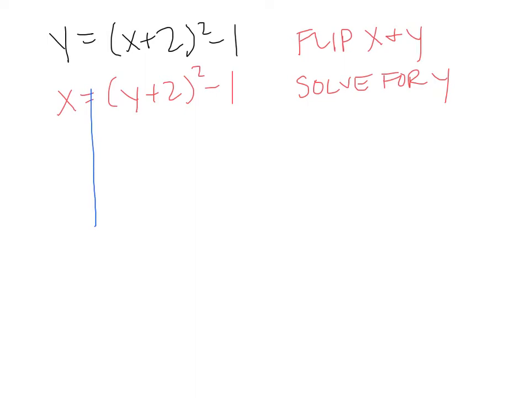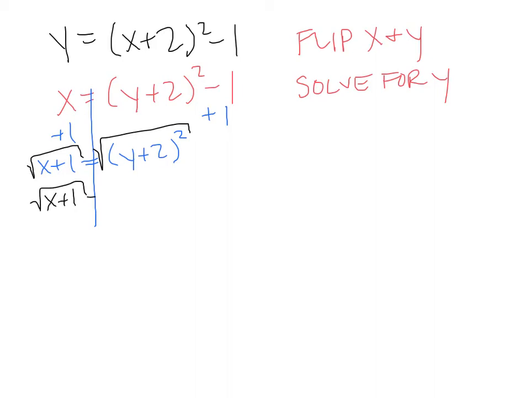Well, the first thing I see that's just hanging out over there that has nothing to do with anything is that 1. So I'm going to add 1 to both sides. So now I have x plus 1 equals (y plus 2) all squared. Now the next thing I need to do is get rid of those parentheses, and that squared is keeping me from being able to do that. So I'm going to take the square root of both sides. So now I have the square root of x plus 1 equals y plus 2.